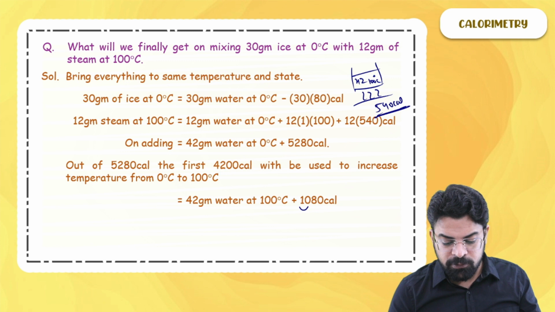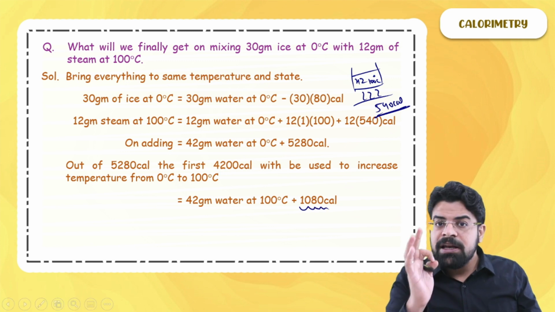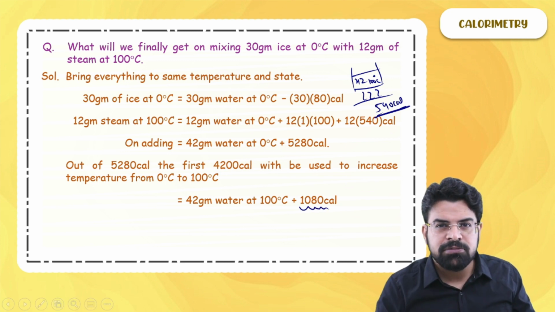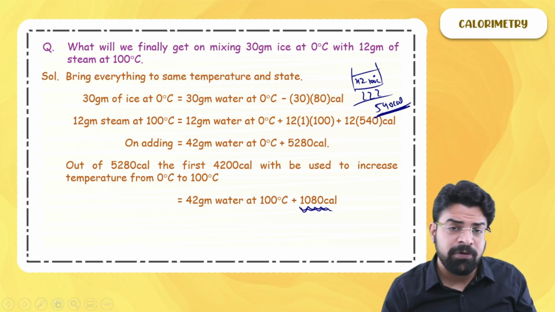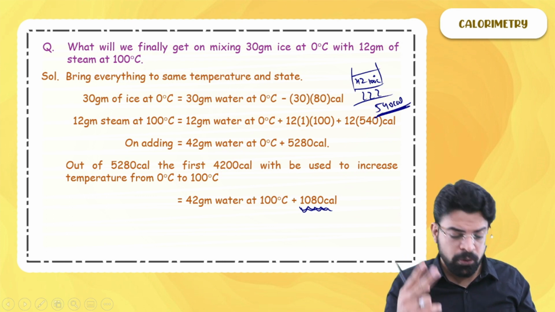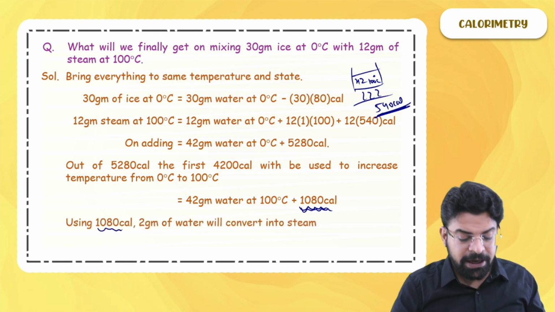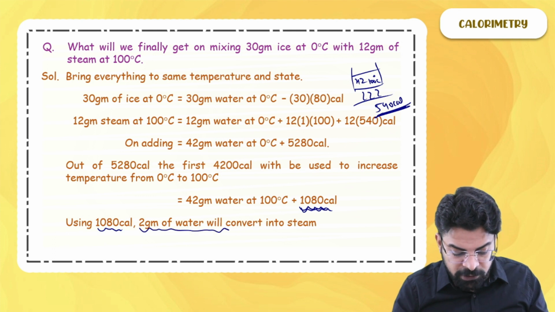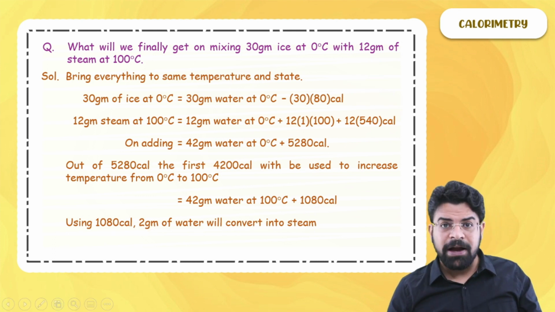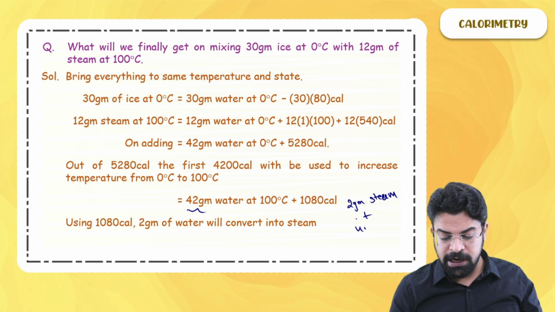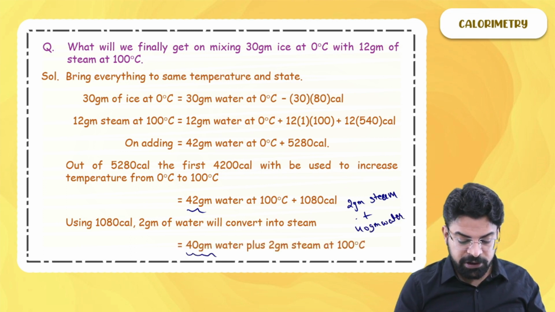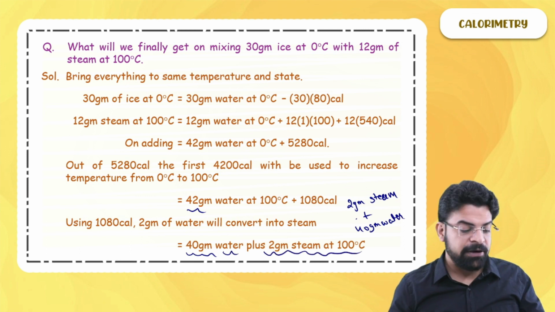If you are providing 1080 calories, how many gram of water will evaporate? Here you can directly see, to evaporate 1 gram you require 540. Here you are providing 1080, so this will evaporate 2 grams. So using 1080 calories, 2 gram of water will convert into steam. So finally you will have 2 gram of steam, and the rest, 42 minus 2, 40 gram of water at 100 degrees centigrade. So finally we will have 40 gram of water plus 2 gram of steam at 100 degrees centigrade.